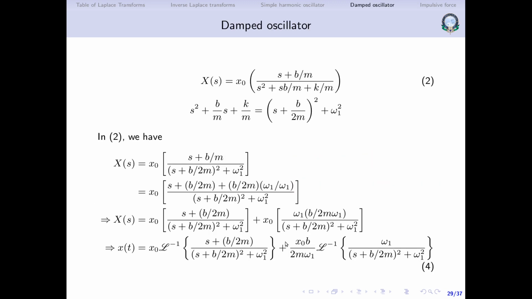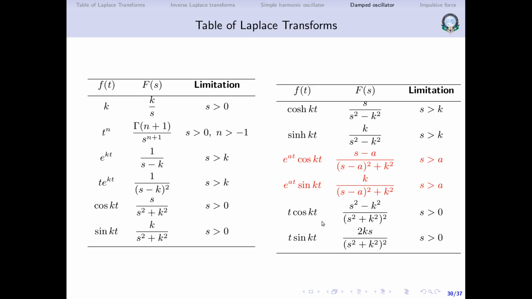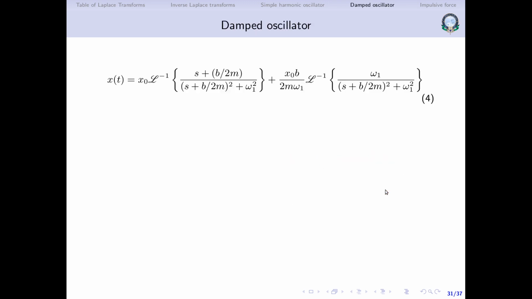So we'll again refer to the table to find out the inverse Laplace transform. In this table we'll use these two results, that is e to the power at cos kt and e to the power at sin kt. We'll just pick them up from the table of Laplace transforms and use them here.